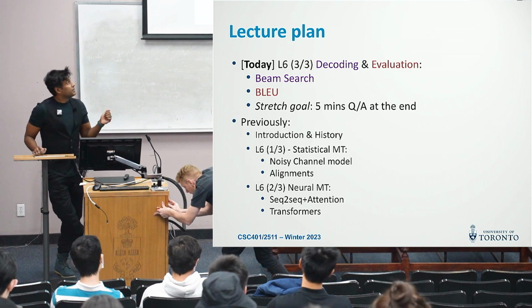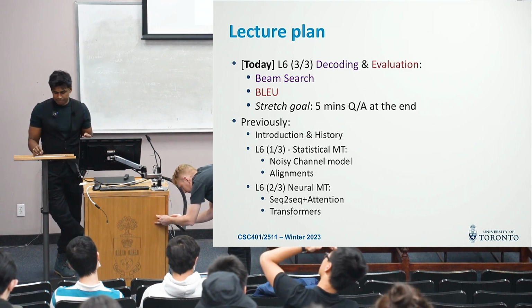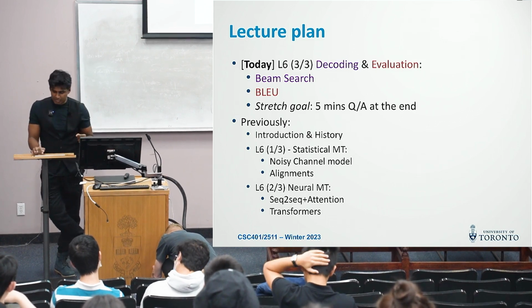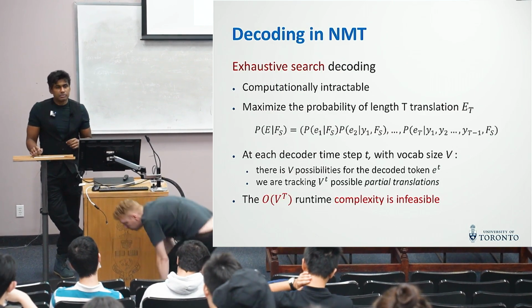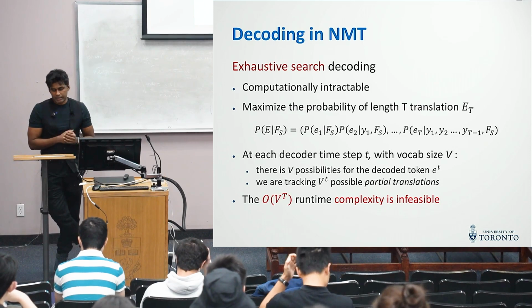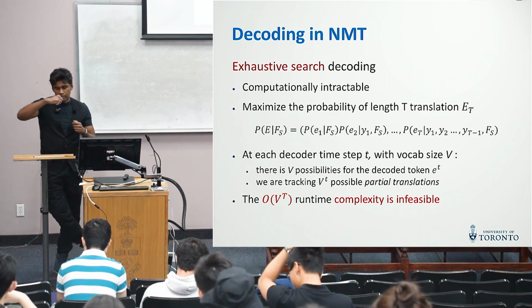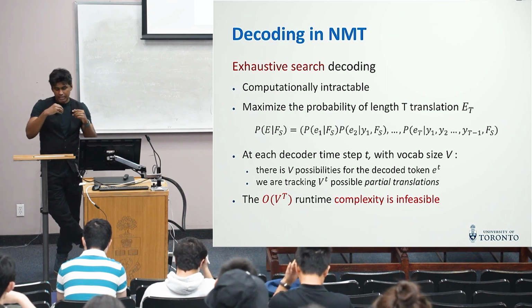I've already talked about today's lecture plan, and I did have a stretch goal to have 5 minutes at the end, but I don't think that's happening today. So last lecture we looked at the decoder, and the part that we haven't looked into is how the decoder actually searches, the caveats with decoding.